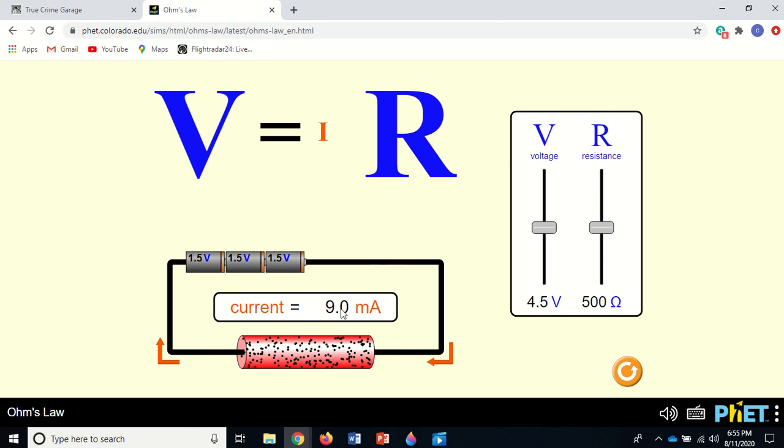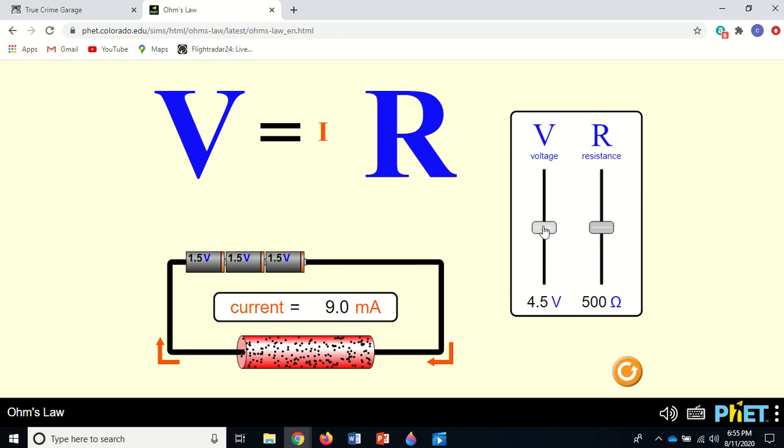That's going to give us 9.0 milliamps. Remember Ohm's law, V equals I times R. So I is going to equal V over R. You take 4.5 volts divided by 500, and you get 0.009 amps, or 9.0 milliamps.